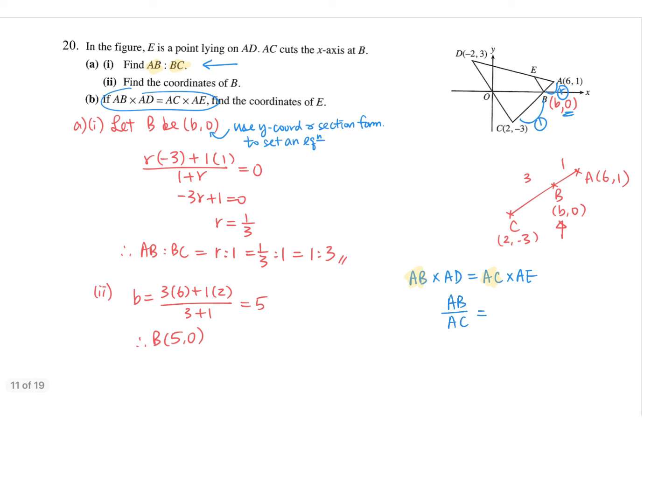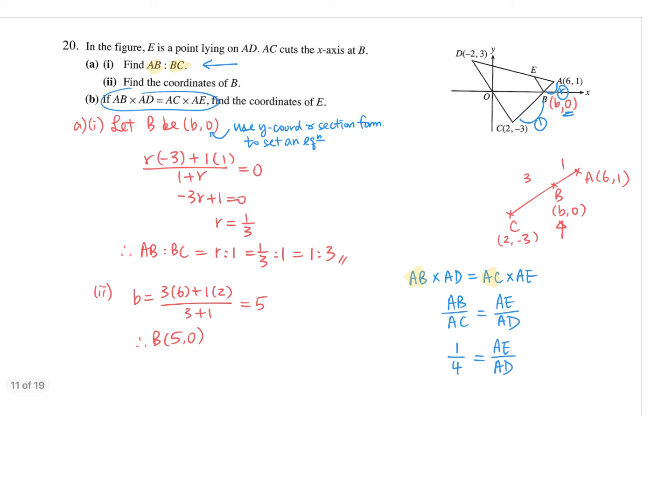Ratio is actually fraction. So what I'm going to do is to rearrange this multiplication into two equal fractions. This should make sense to you, right? Because we know what AB to BC is. Do we know what AB to AC is? It's 1 to 3, so this ratio should be 1 to 4. That tells us that AE to ED is 1 to 4.